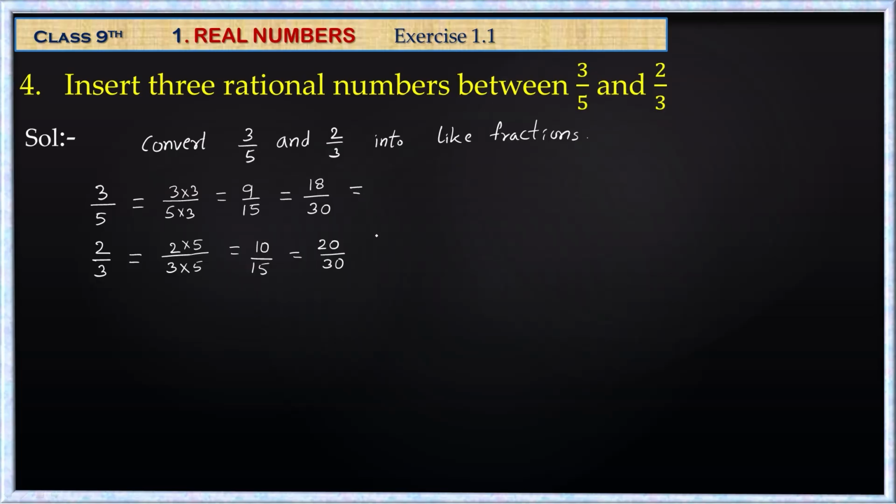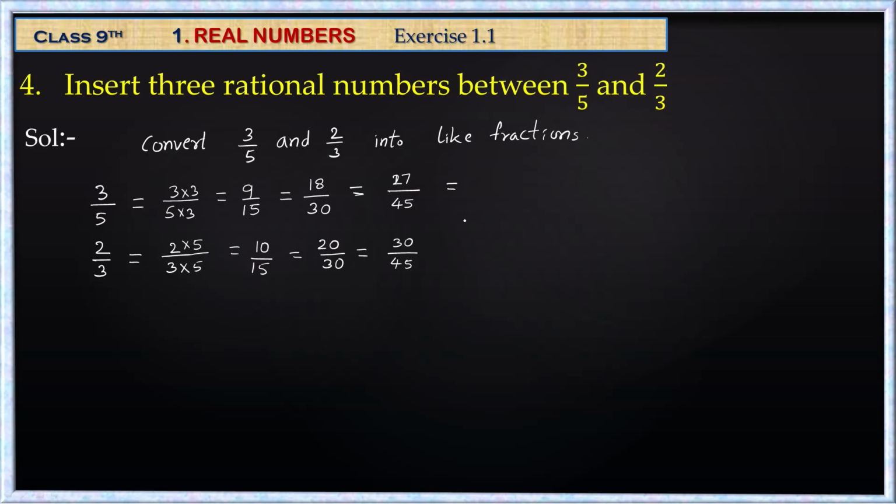Take another equivalent fraction. By multiplying 15 with 3, we get 45, and 9 times 3 is 27. Here also 15 times 3 is 45, 10 times 3 is 30. Observe 27 and 30. Between 27 and 30 there are two numbers, 28 and 29. But we require three numbers.